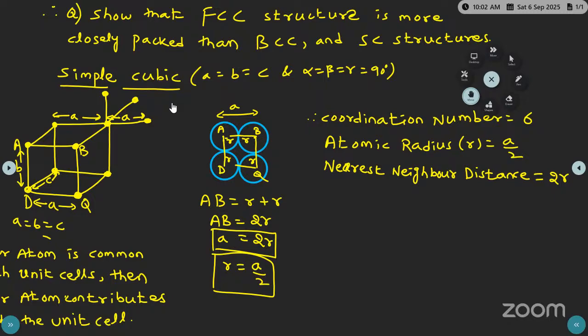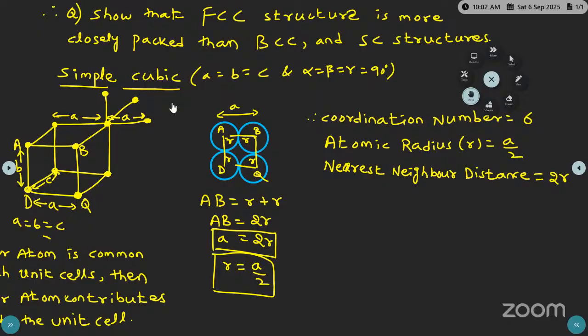Okay, one in front of it, one behind it, one on top of it, one below it. Okay, one to the right of it, one to the left of it. Top, bottom, right, left, front, back. Coordination number is 6, right? For any atom you are finding the coordination number as 6.